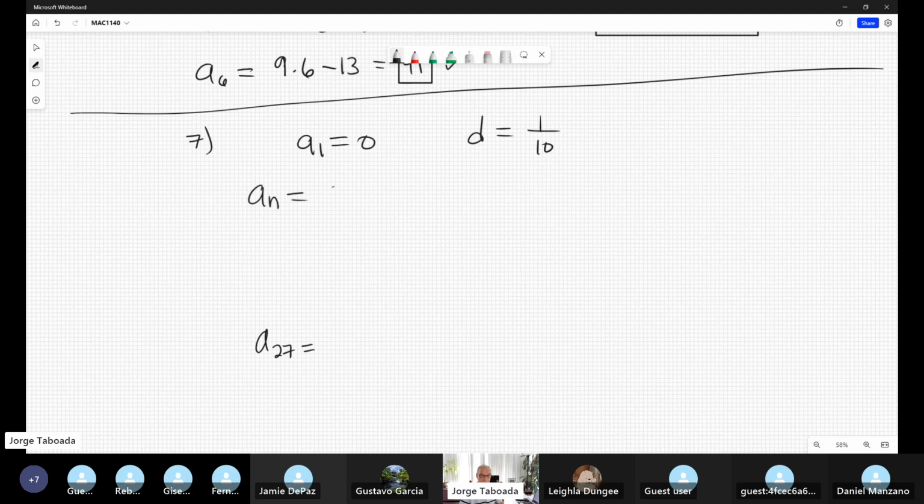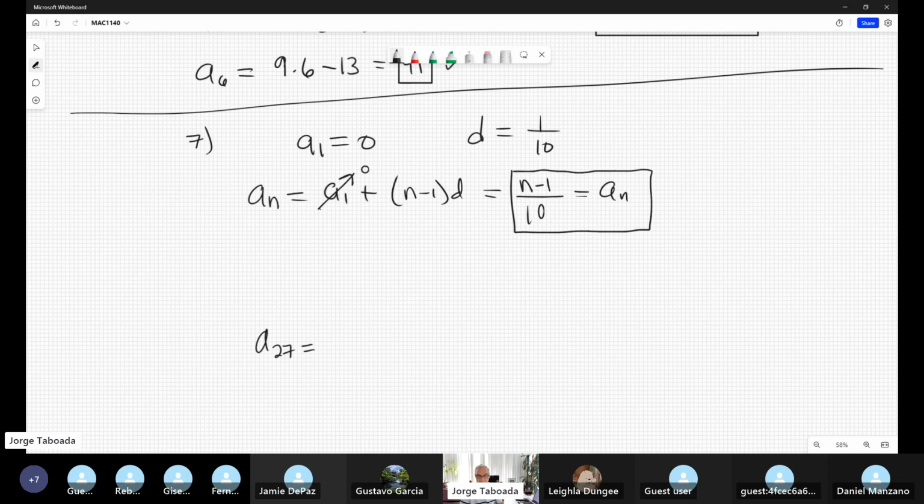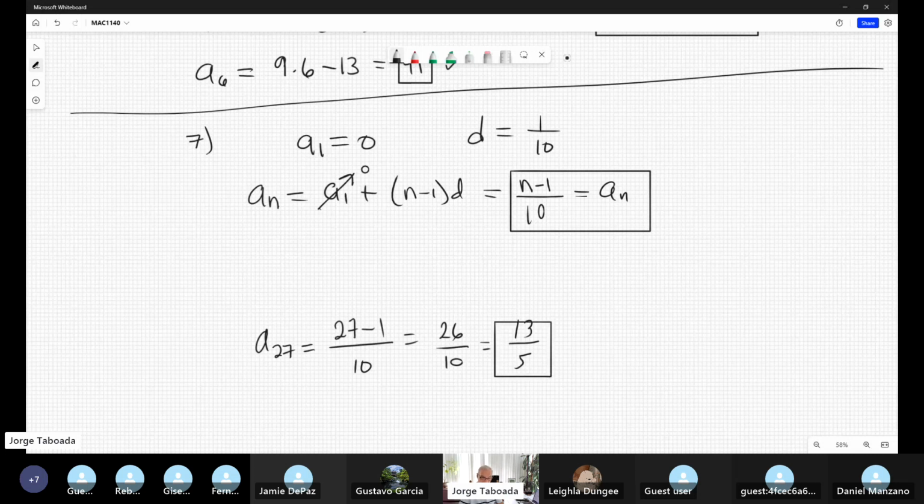A sub n is A1 plus n minus 1 times d, it's a formula. But in the formula, A sub 1 is 0, so this is missing, and we stay only with n minus 1 times d, which is 1 over 10. I put 10 in the denominator, and this is my formula. And for 27, it is 27 minus 1 divided by 10. It's 26 over 10. You can reduce it a little bit, divided by 2: 13 over 5. It's the term located at position 27.